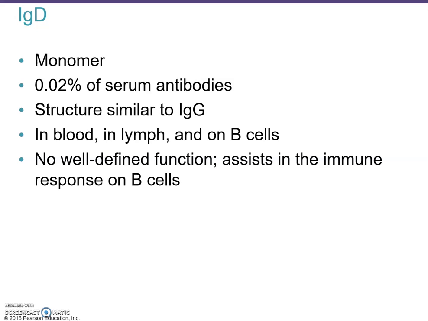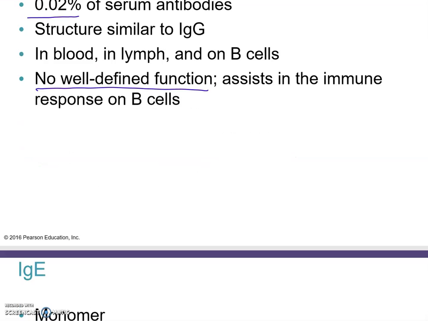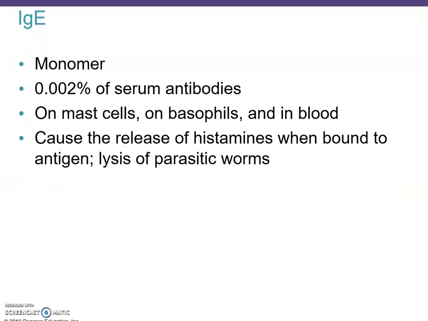The IgD here, it's a monomer. It's only 0.02% of serum antibodies. Structure similar to IgGs, and you find it in various tissues. And the function is not well defined, so we can just move on. IgEs are also monomers, even rarer, only 0.002% of serum antibodies. They can be on mast cells, on basophils, and in blood, and they're associated with the release of histamines when bound to antigens, and they can cause lysis of parasitic worms.